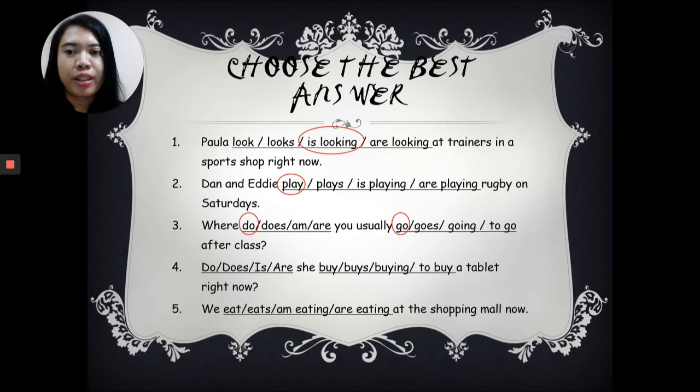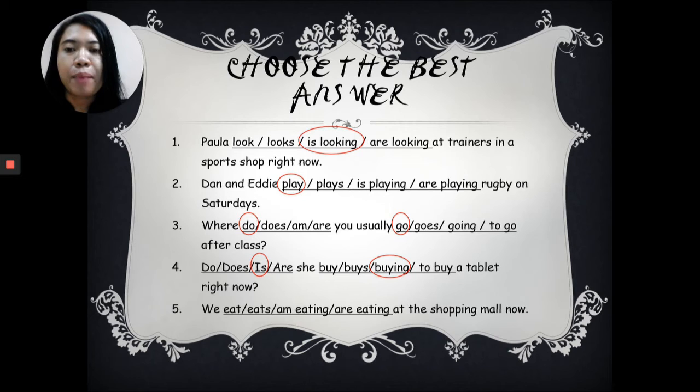Now look at number 4. Do, does, is, are, she buy, buys, buying, to buy a tablet right now. The time signal we use here is right now. So this is present continuous tense. So we need to be and verb ing. And the subject here is she. So what are the answers for number 4? The answers for number 4 are, is she buying a tablet right now?